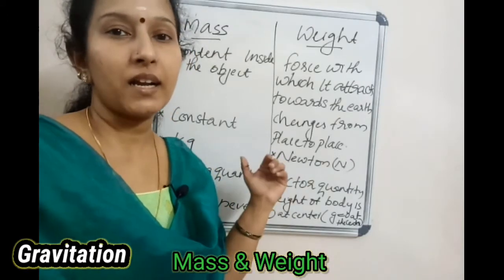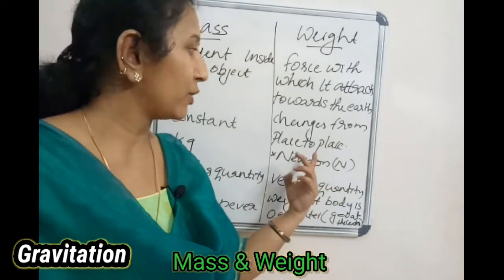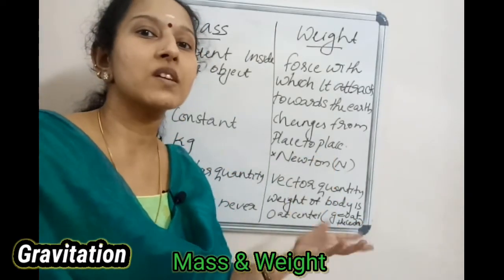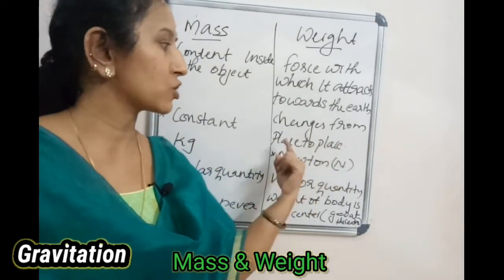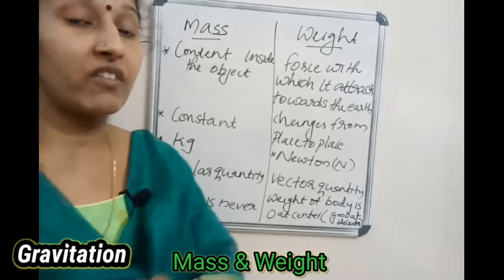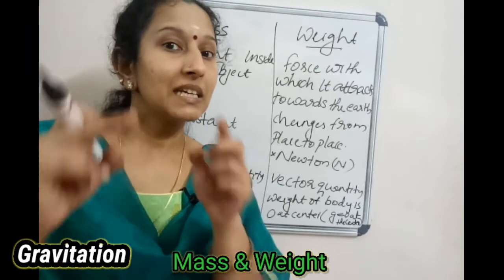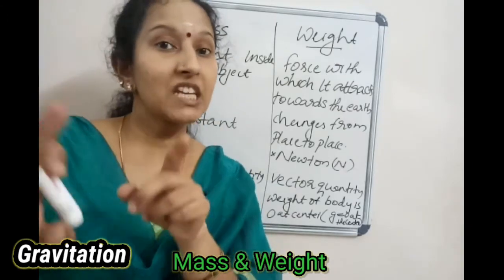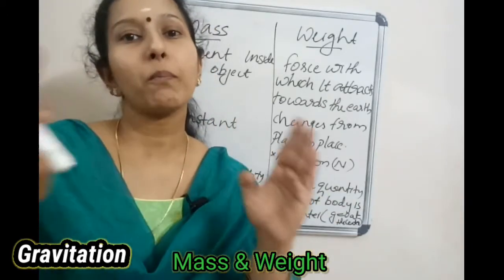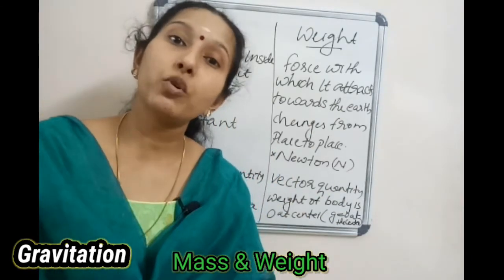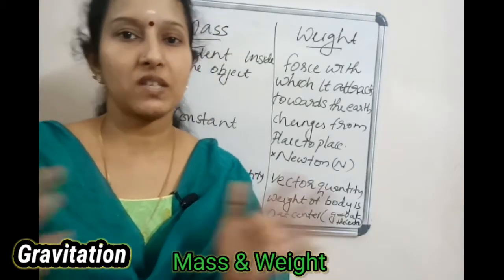That's why weight is not a constant, because W equal to mg, right? So if g is not a constant, weight also becomes not a constant. So it changes from place to place. If anyone asks you why the weight is not a constant, you have to know that W equal to mg. In that, g is not a constant. g varies from point to point. That's why weight also changes from point to point.